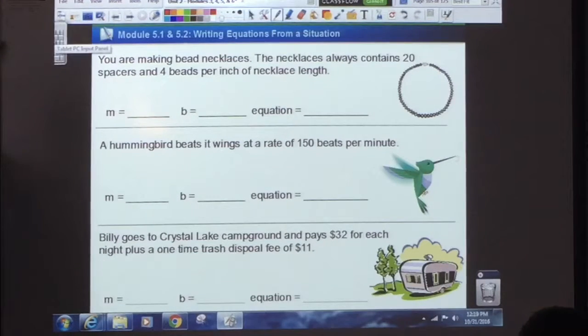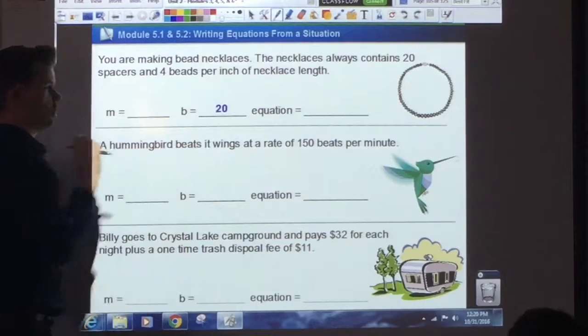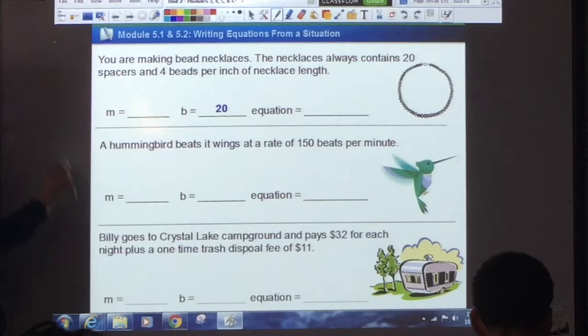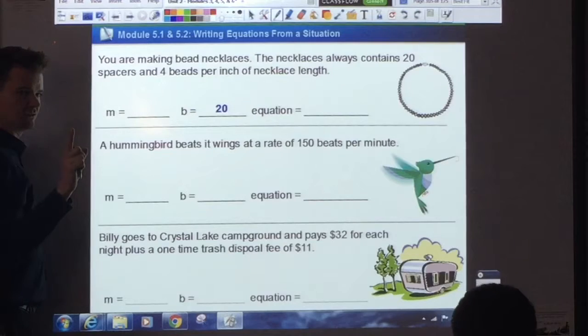Okay, so one of these numbers, the description, tells you it's never going to change. One of them could change, depending on the necklace. Which one of these numbers is never going to change? The 20, the spacers. Since it's never going to change, is that going to be your slope or your y-intercept? The y-intercept, because it's never going to change. You're always going to use 20 spacers for some reason. Even if you make a 1-inch necklace, 20 spacers. Really? Why? Because math is crazy.